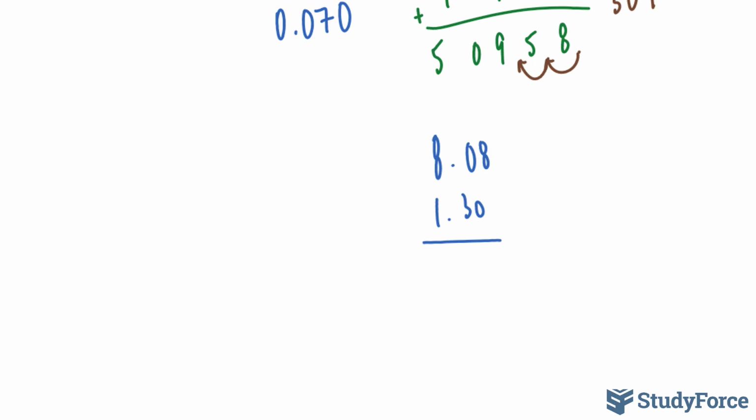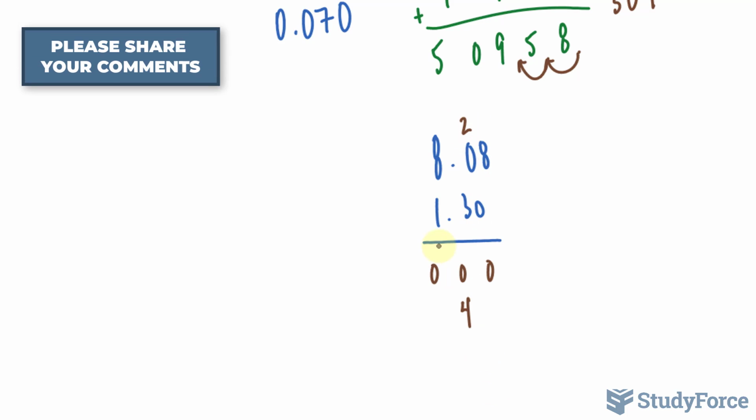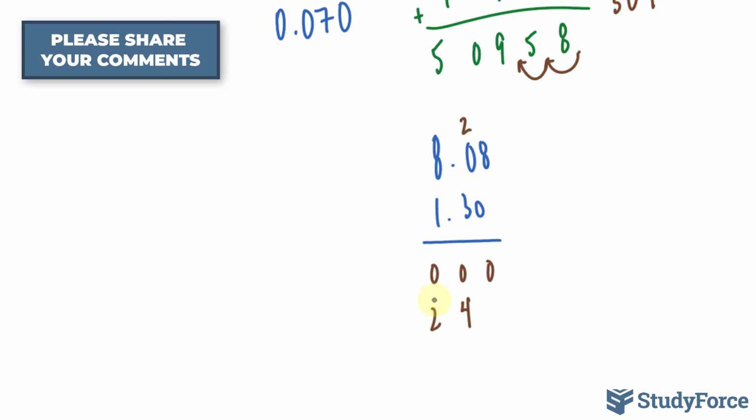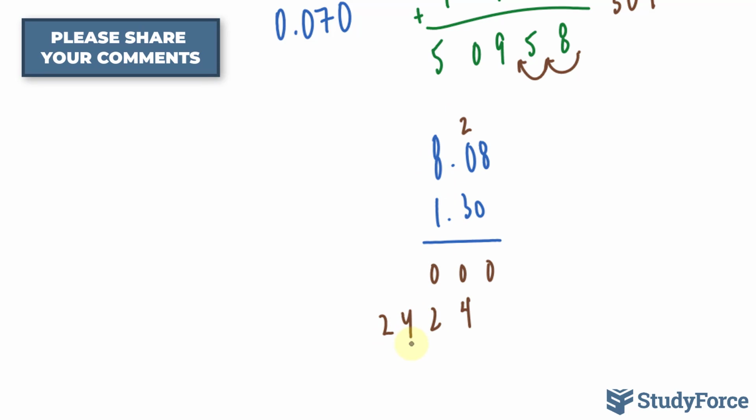Finally, in question number 4, we're asked to multiply 1.30 with 8.08. Let's get started. 0 times all of these numbers will give us straight zeros. 3 times 8 is 24. Place the 4 underneath the second 0. 3 times 0 is 0, plus 2 is 2. 3 times 8 is 24.